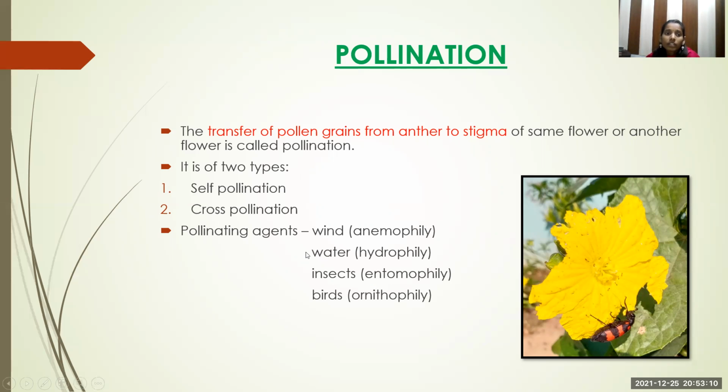Now, pollination does not occur on its own. Okay, so there are some pollinating agents, which means these agents carry the pollen grains to the stigma of the pistil. Some pollinating agents are wind, water, insects, and birds. You can see in this picture here, insect is the pollinating agent.